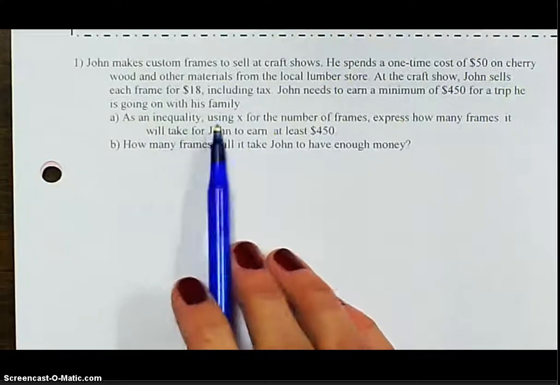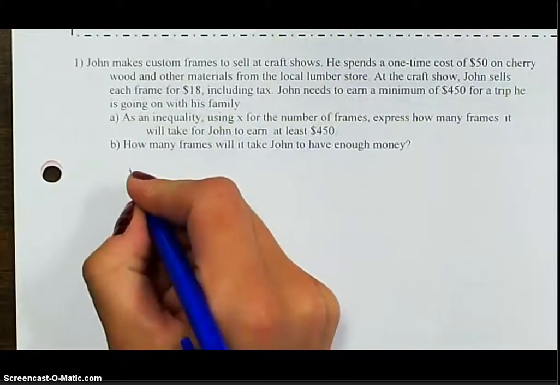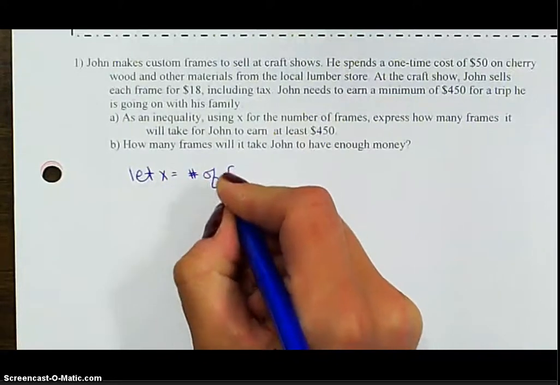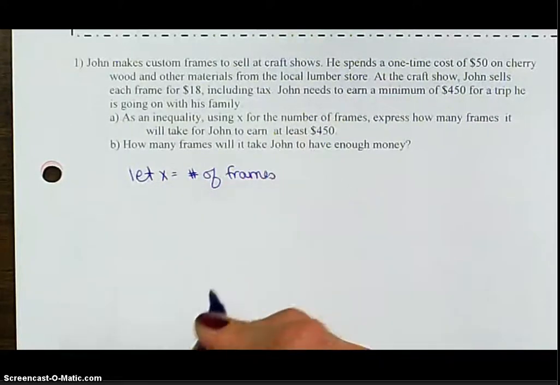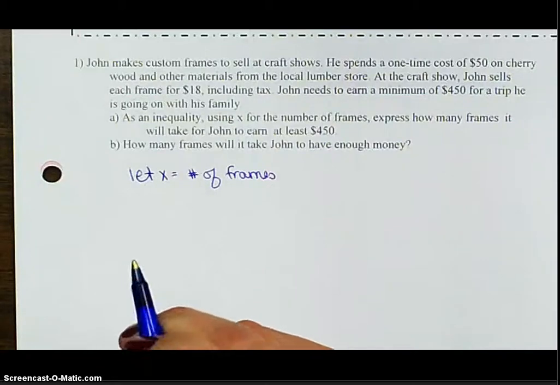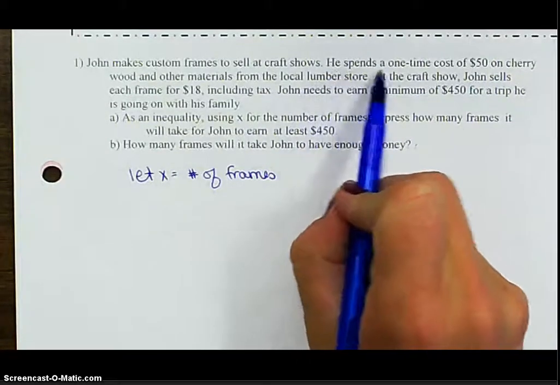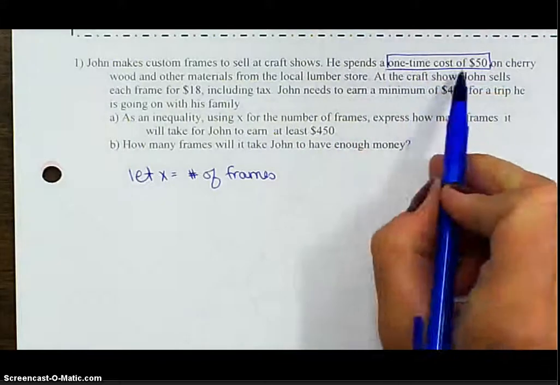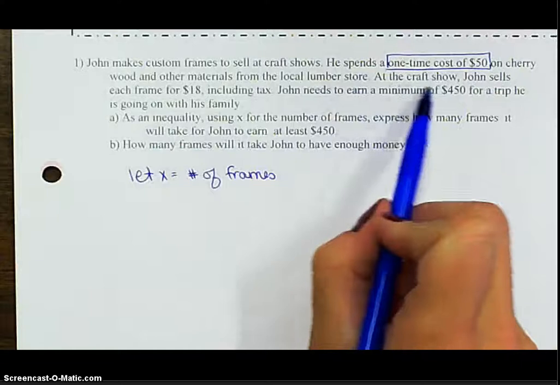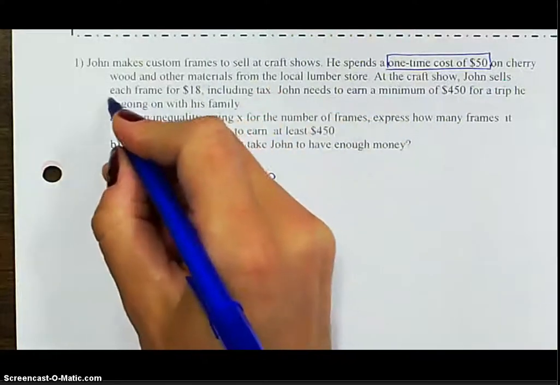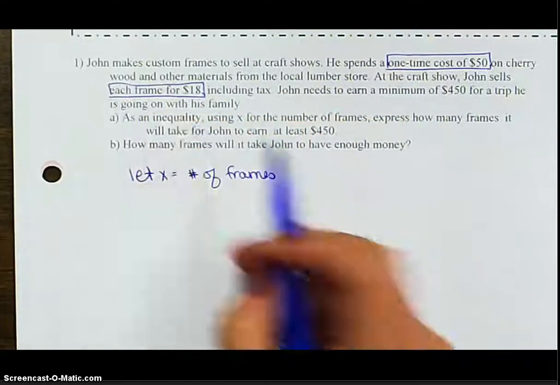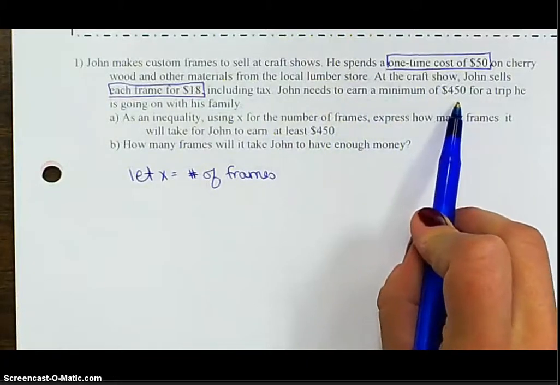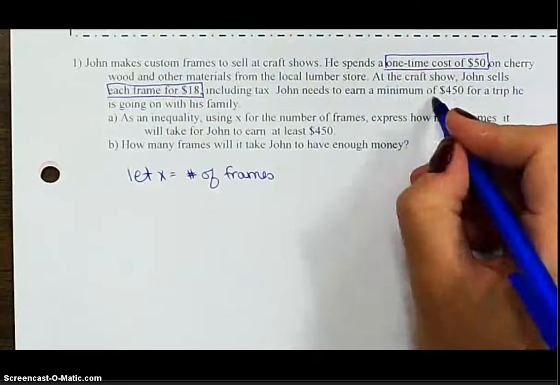Write an equation using x as the number of frames. So we're going to say let x equal the number of frames. Now, let's reread the question for our important information. It says he has a one-time cost. Cost is money that you have to spend. Okay, and he sells each frame for $18. That's how much money he's making for each frame. He needs to earn a minimum of $450. Okay, so 450, a minimum.